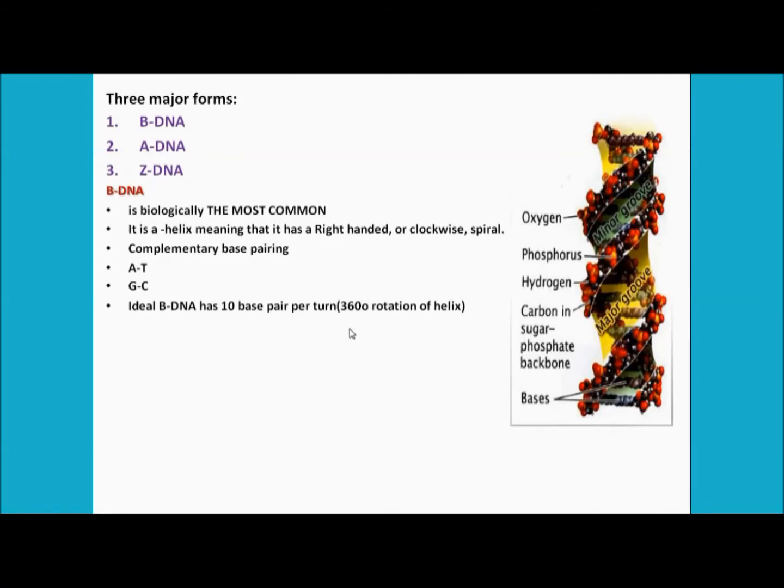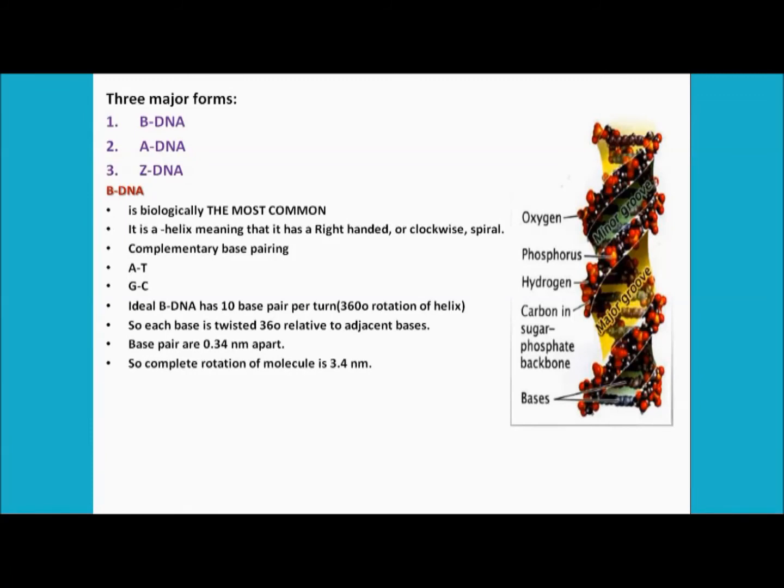And per turn means you will have 360°. This is not 3600, it is 360, the sign for degree, a 360-degree rotation of the helix, right? So each base pair is twisted 36° relative to the adjacent bases, right? We have already studied that the base pairs are 0.34 nm apart and the pitch is 3.4 nm, right?